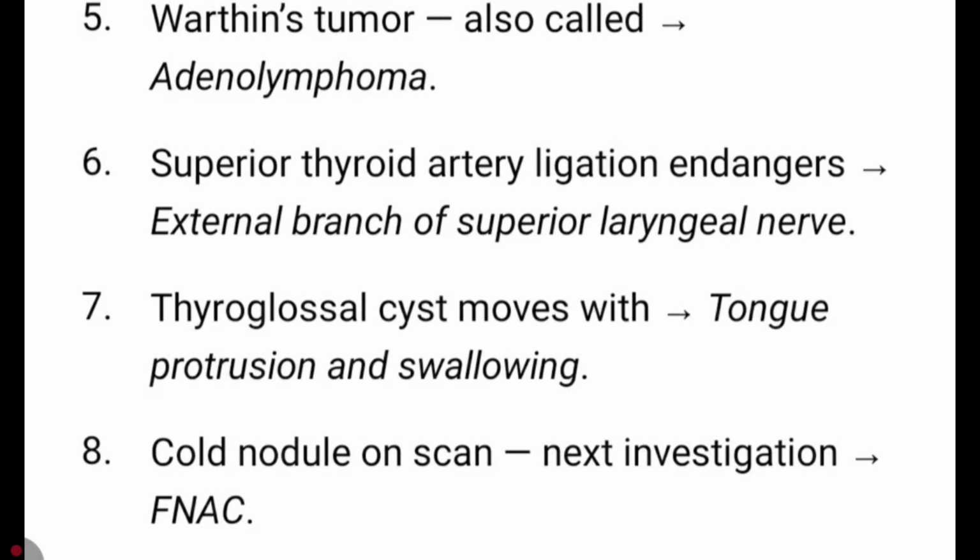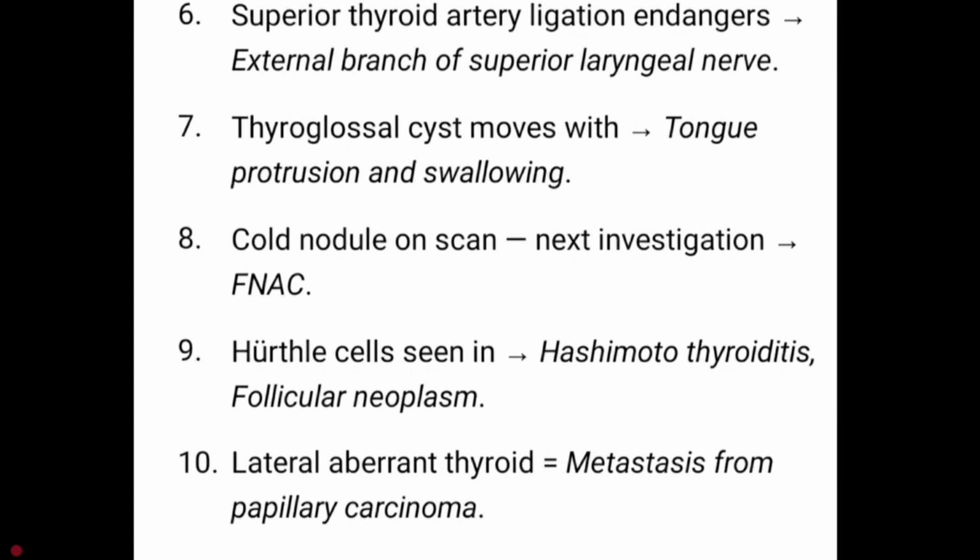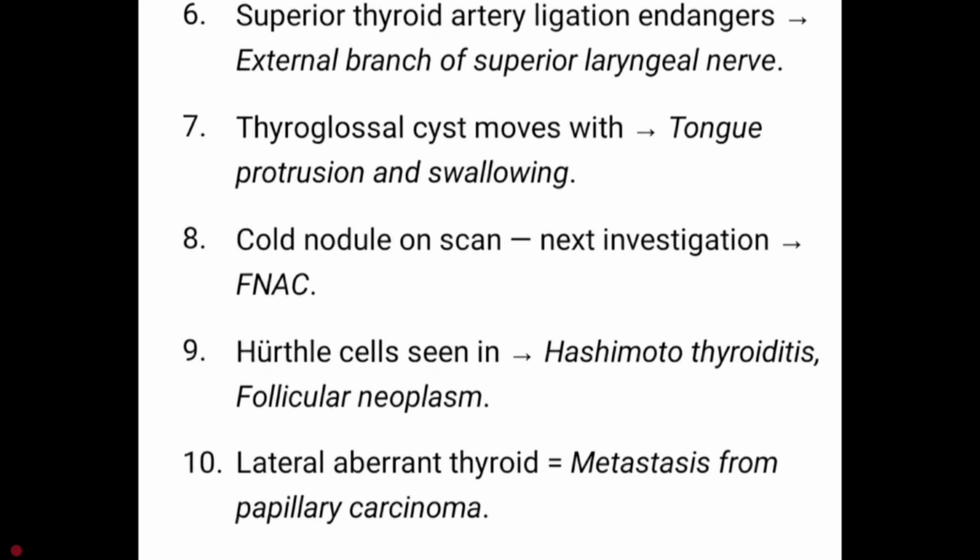Cold nodule of thyroid: next investigation is FNAC. Hurthle cell is seen in Hashimoto thyroiditis or follicular neoplasm. Lateral aberrant thyroid is metastasis from papillary carcinoma.